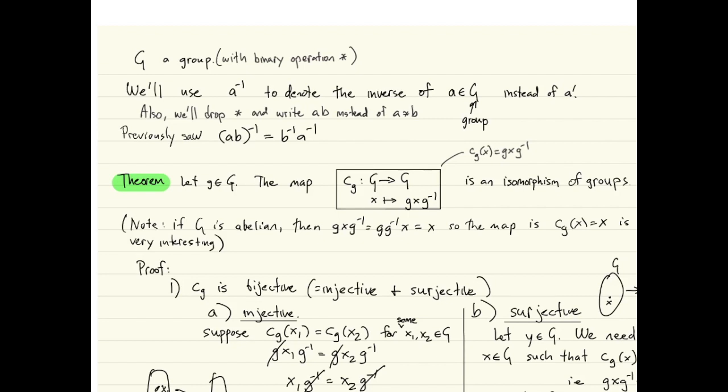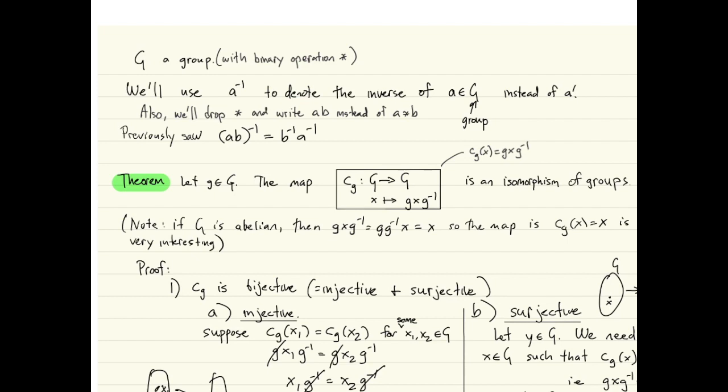Okay, let G be a group, and we'll start using A inverse to denote the inverse of an element A of the group G instead of A primed. Previously, we saw that the inverse of AB is B inverse times A inverse. It's not in general equal to A inverse times B inverse because the group might not be commutative.